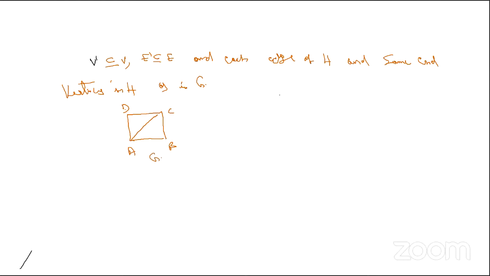So, what are the subgraphs? Subgraphs of capital G are as follows. Observe here: D, A, C. Suppose it is like that. DAC is a subgraph of G.